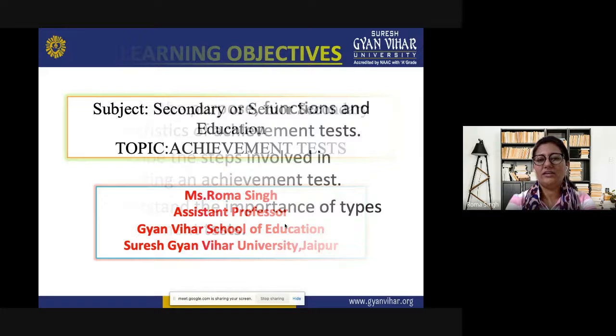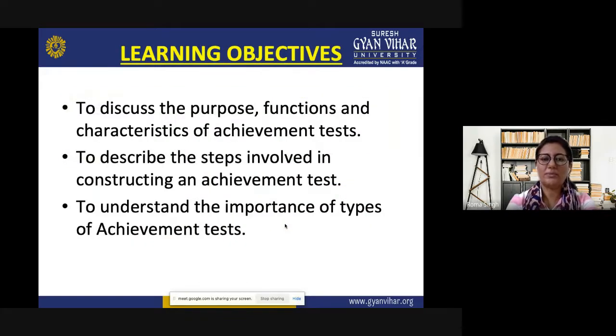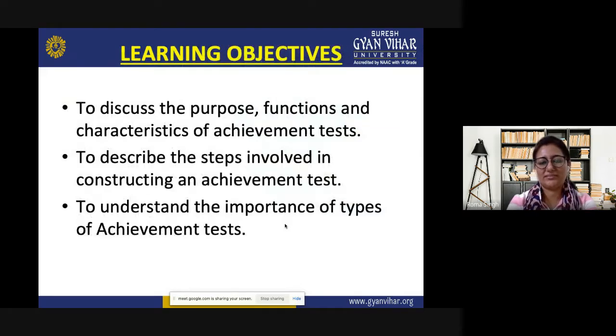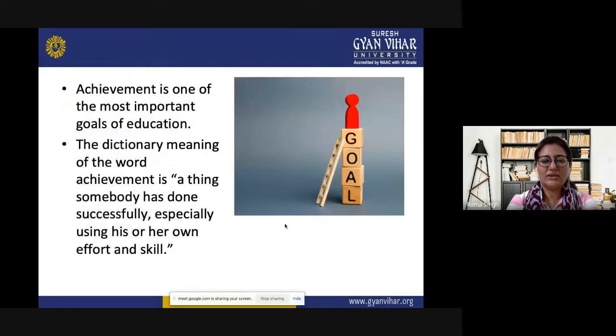So for that, our learning objectives for today will be to discuss the purpose, functions, and characteristics of achievement test, to describe the steps involved in constructing an achievement test, to understand the importance of types of achievement test. So let us take a look at the dictionary meaning of achievement first, as it is a most important goal of education, so it should be understood well. So it is a thing somebody has done successfully, especially using his or her own effort and skill. Then only we can call it as achievement.